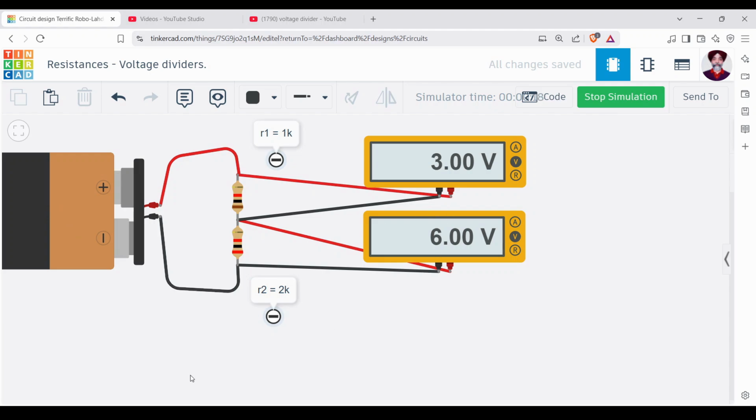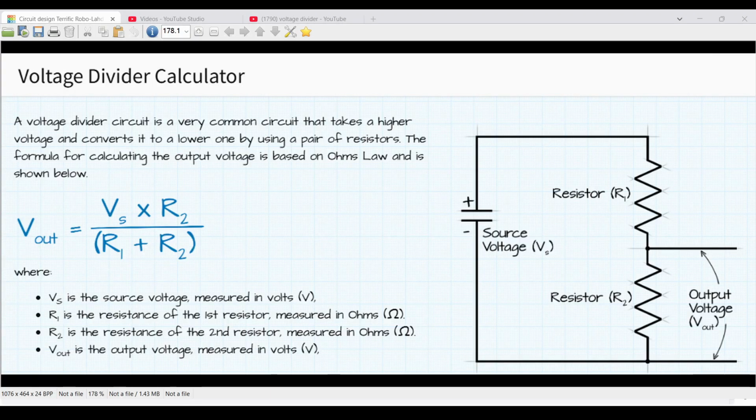So the basic formula you saw, please note the basic formula. You can have it across the upper resistance or R1 or lower resistance, or you can have multiple resistances. For example, let us see multiple resistances.